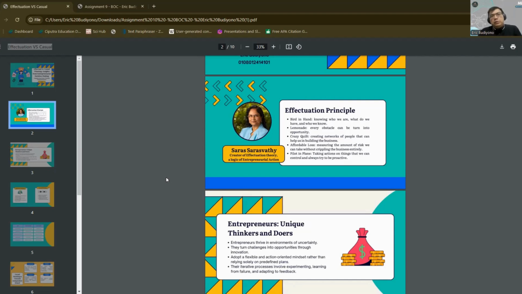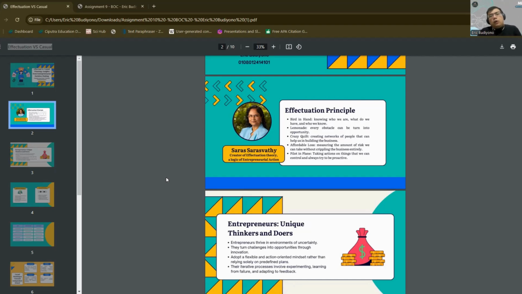Pilot in the plane is the last principle. It basically says that everything that we can do now will help us to control what happens in the future. So we need to always be proactive when it comes to creating opportunity, looking at things that we can do now to help us in the future.